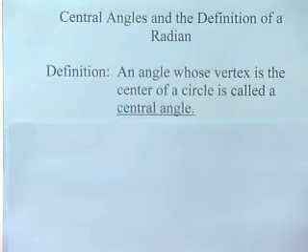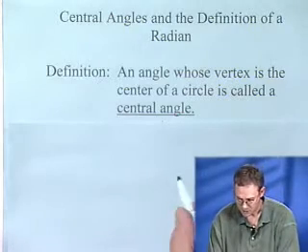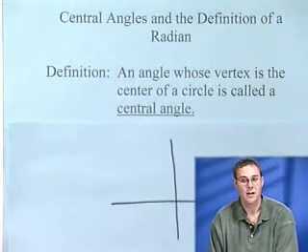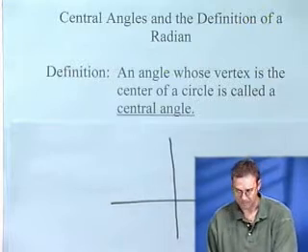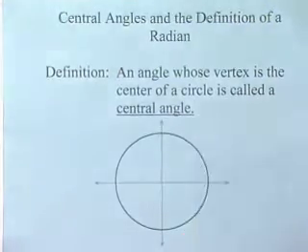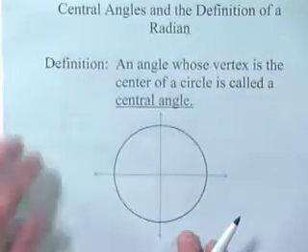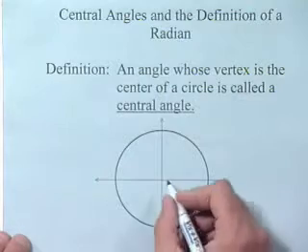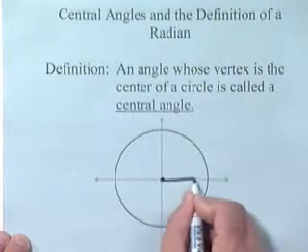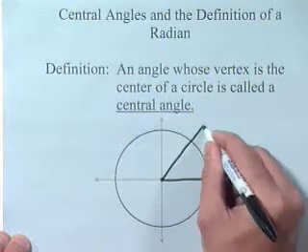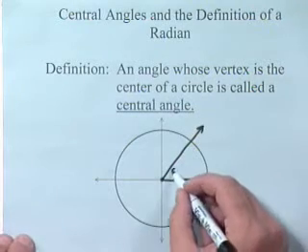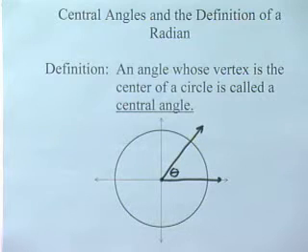First of all, I want to define a central angle. An angle whose vertex is the center of a circle is called a central angle. That's all there is to a central angle. Now we're used to graphing angles using a Cartesian coordinate system. All we're going to do is attach a circle on it. So here's a circle on my Cartesian coordinate system. Now a central angle is simply an angle formed with the vertex at the center of the circle. And that's it. So theta, in this case, is my central angle.